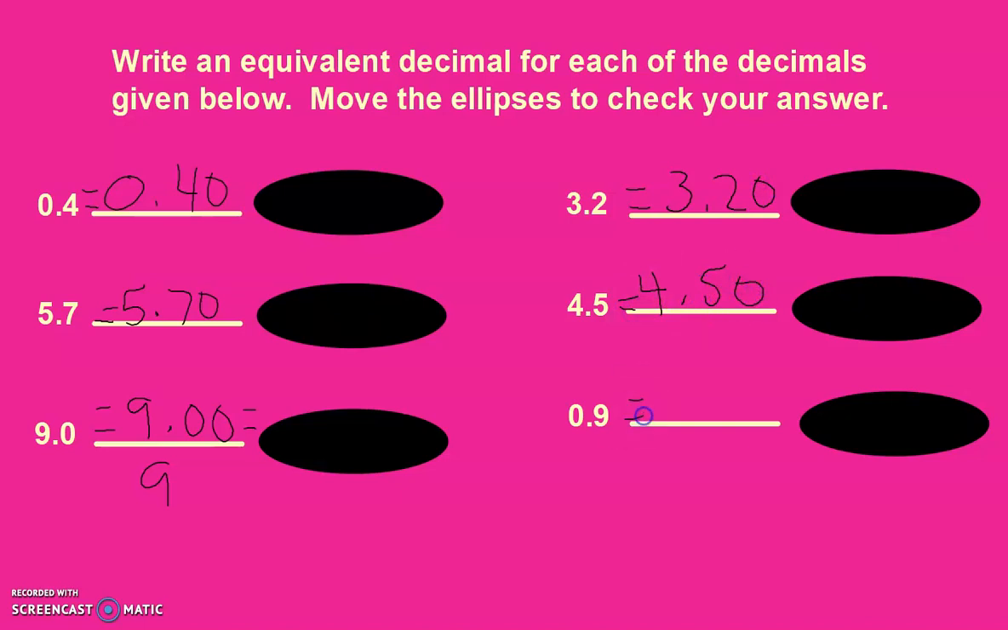Basically, I'm just putting my invisible 0 right behind it. 9 tenths equals 90 hundredths, 4 and 5 tenths equals 4 and 50 hundredths, 3 and 2 tenths equals 3 and 20 hundredths. Now these last couple are just review questions, see if you can get them right, and I will explain a little bit of each one.